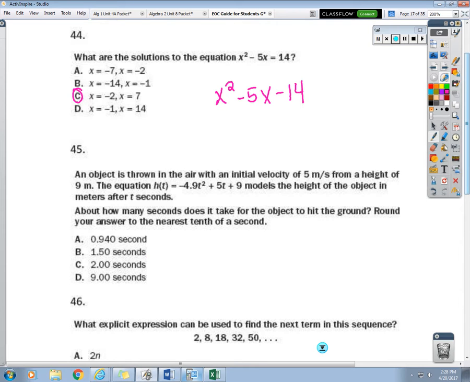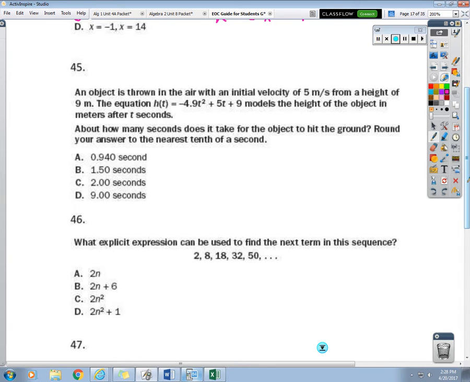Okay, number 45. An object is thrown in the air with an initial velocity of 5 meters per second from a height of 9 meters. The equation h of t equals negative 4.9 t squared plus 5t plus 9 models the height of the object in meters after t seconds.